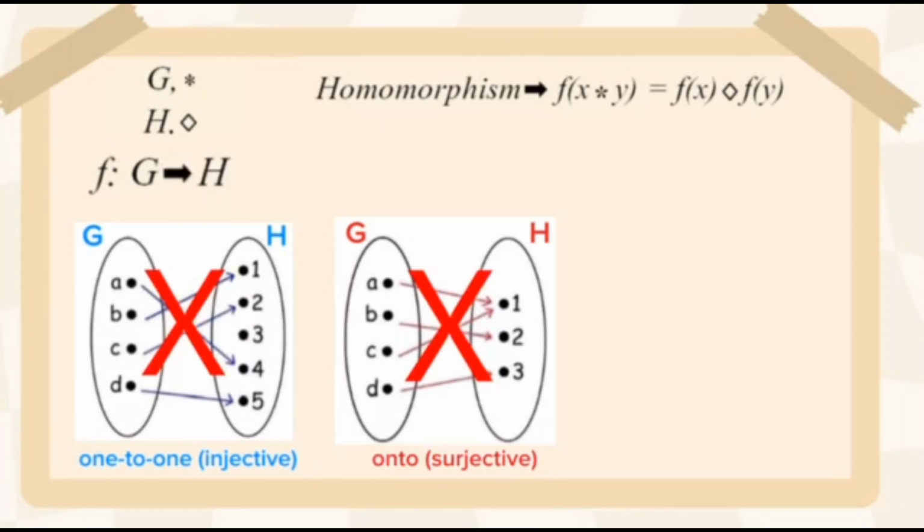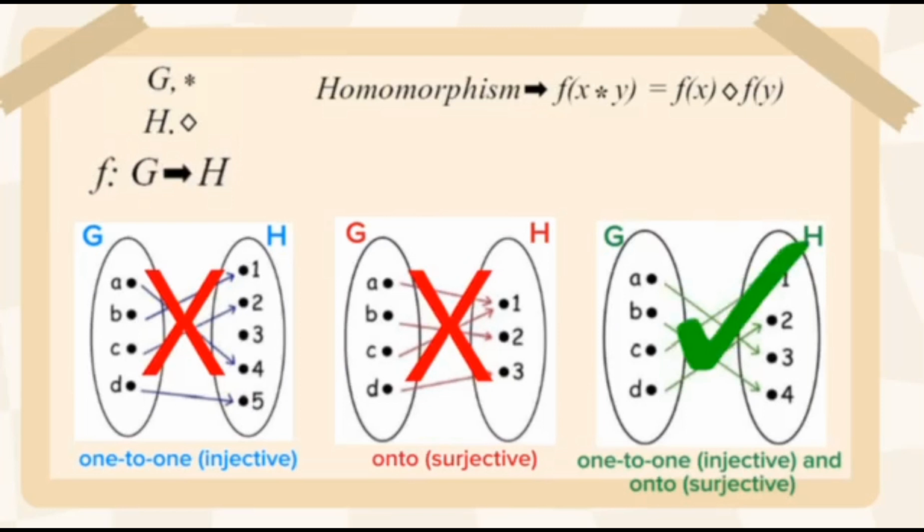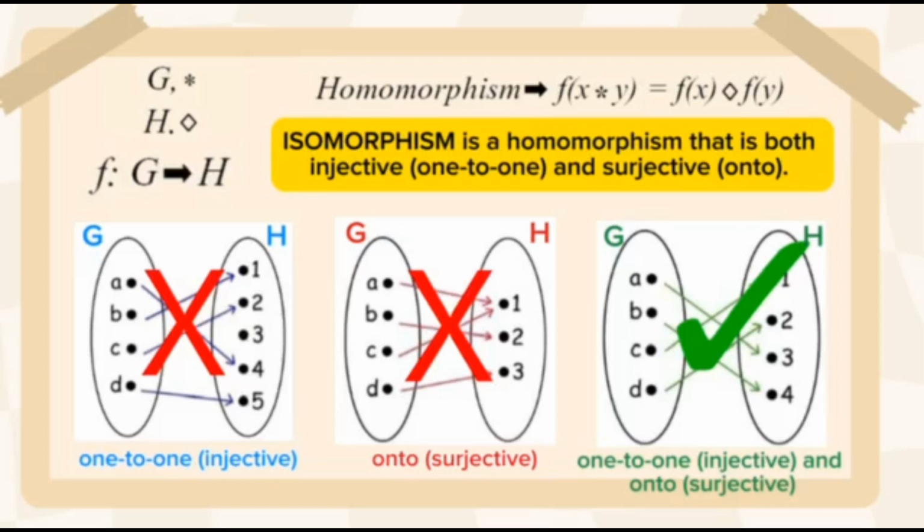But for the groups G and H to be identical, we need the homomorphism f to be one-to-one and onto. f needs to be both injective and surjective. This way, we can pair each element in G with a unique element in H and vice versa. Thus, this is the definition of isomorphism. So, isomorphism is a homomorphism that is both injective, or one-to-one, and surjective, which is an onto function.